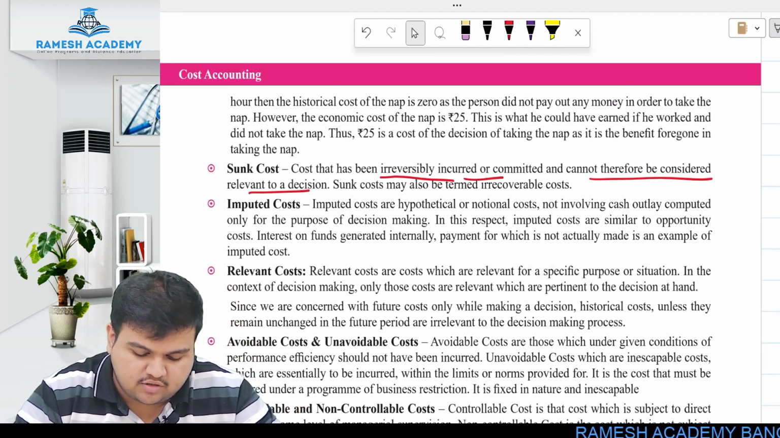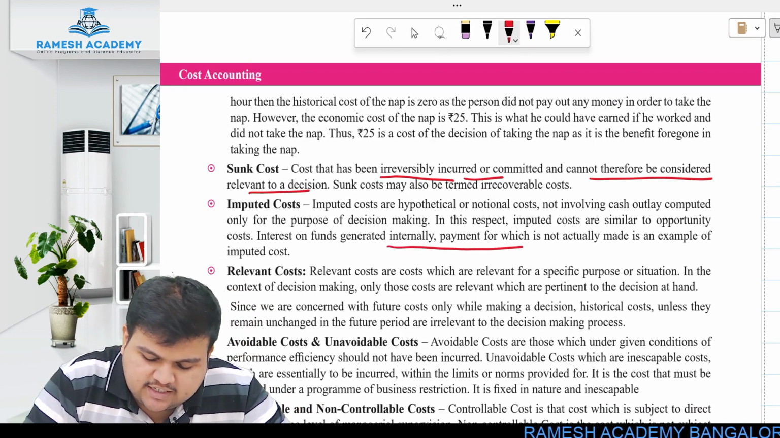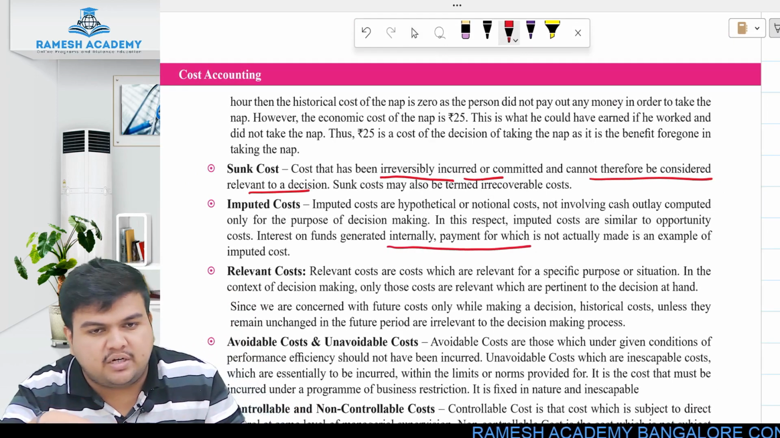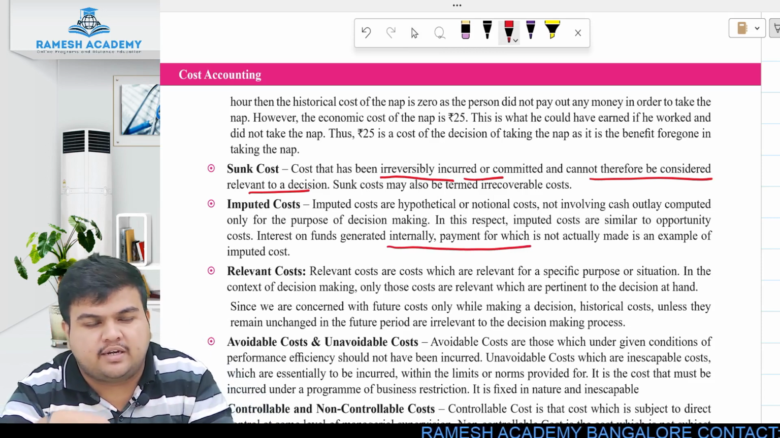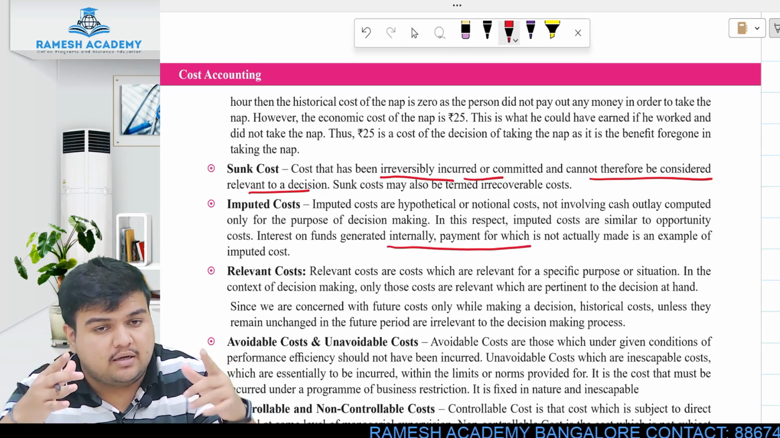Next, imputed cost. It is a notional cost that is generated internally. You own your own building, so you don't pay rent for it. You pay rent to yourself, unless it is separately given.